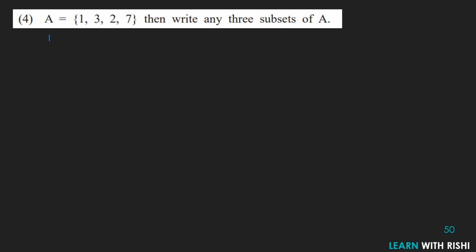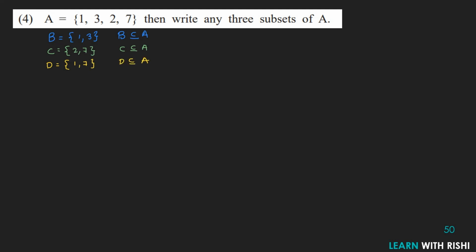Let's say set B is equal to {1, 3}. So this will be one subset, as each element from set B is present in set A. So we can write B is a subset of A. Next you can write C is equal to {2, 7}. So also C is a subset of A. Then you can write D is equal to {1, 7}. Again D will be a subset of A.